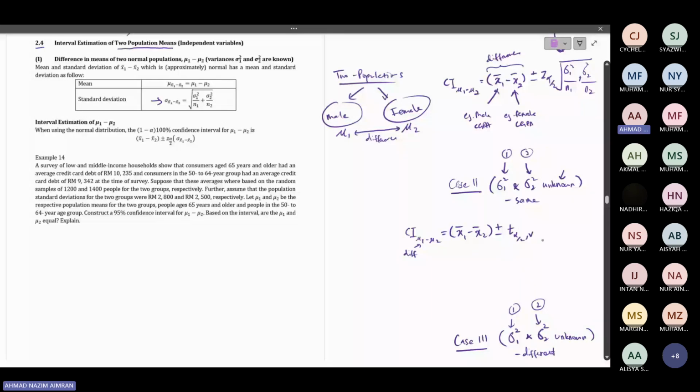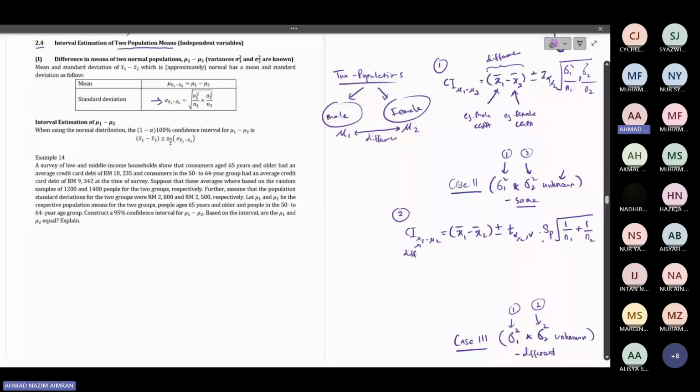Okay, and for the case where the variances of the two populations are the same, you have to find the pooled standard deviation, times the square root of 1 over n1 plus 1 over n2. So this is the formula for case number 2.